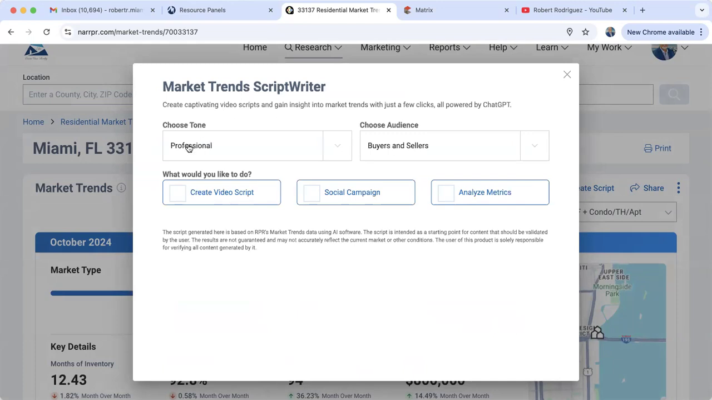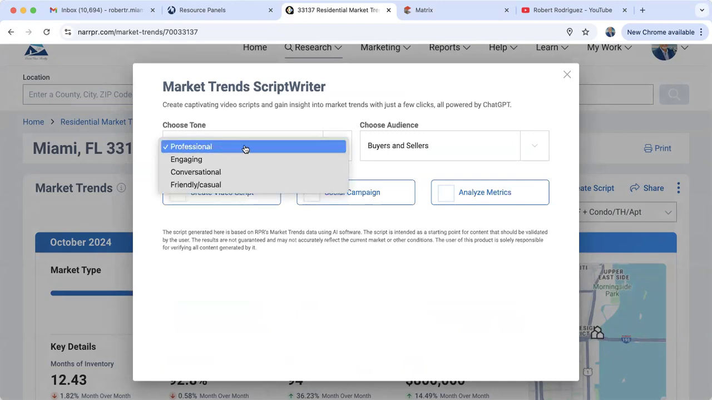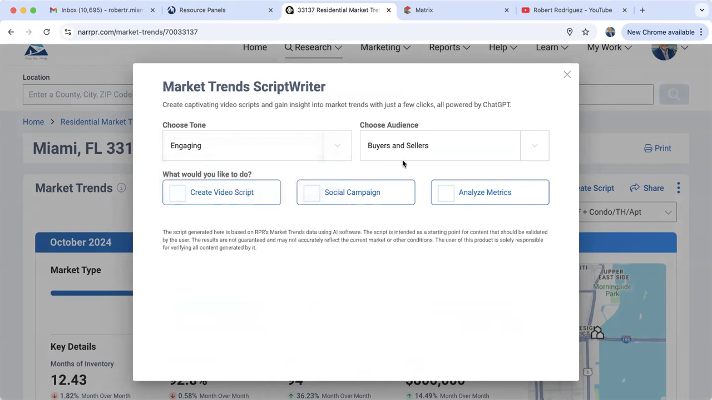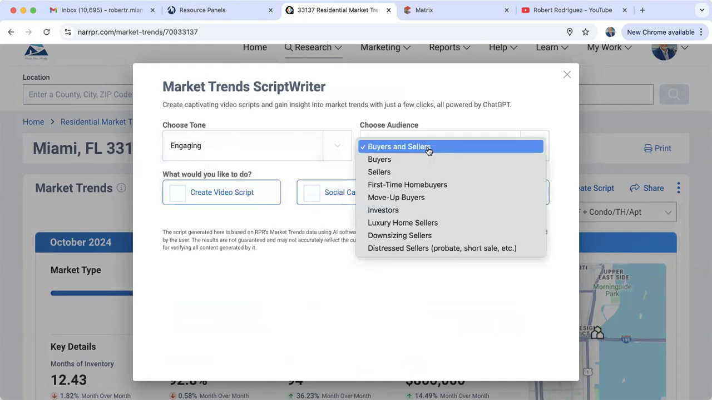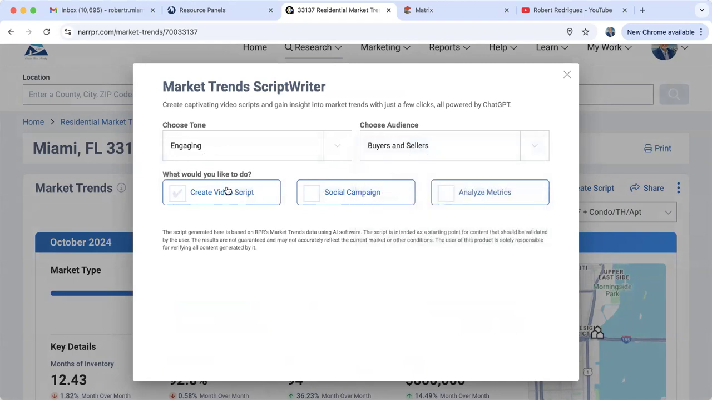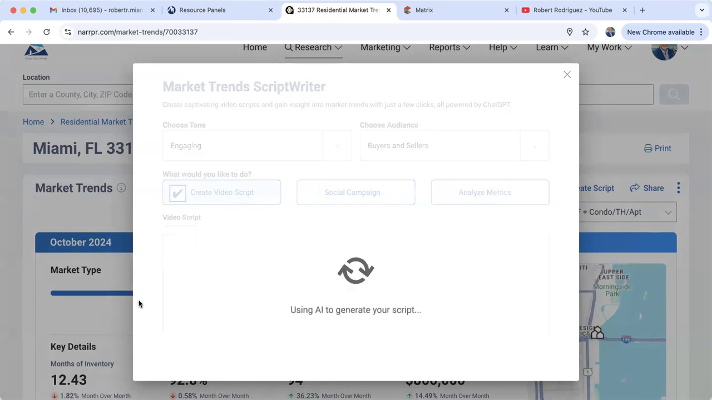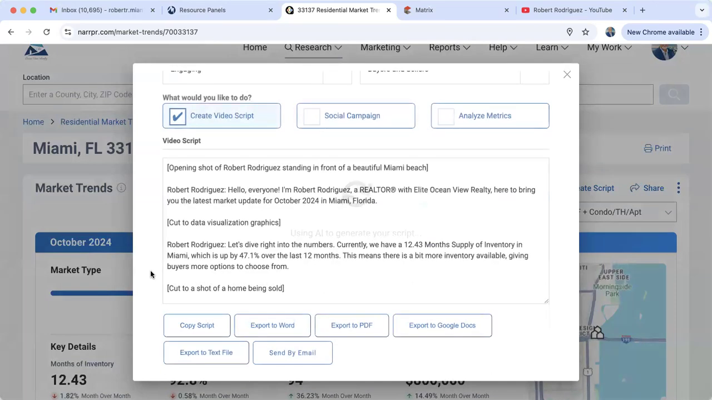and then choose what type of tone you are targeting. Do you want a professional tone? Do you want an engaging tone, conversational tone, or a friendly and casual tone? Let's go with an engaging tone. And then choose your audience, buyers, sellers, or both, right? Let's go with both. And then you can create a video script, because if you're going to record yourself, you would like to have a video script, or you want a social media campaign, or you want to analyze metrics. Let's go with a video script. Why not? Let's see what AI is going to do for us.